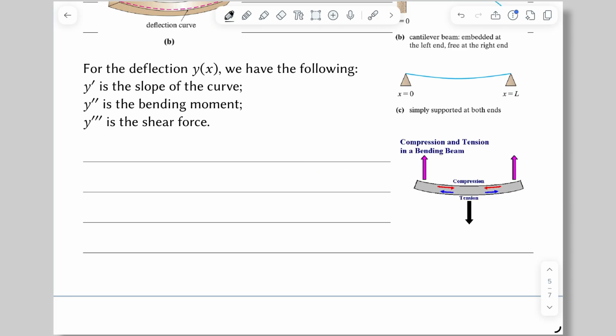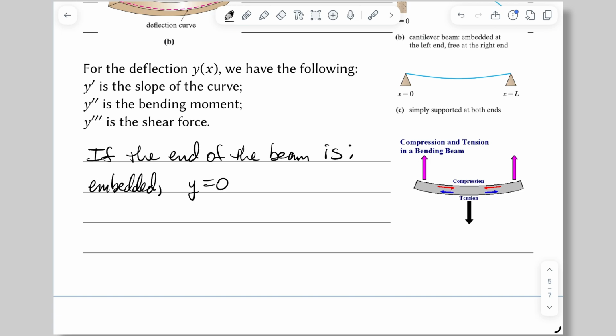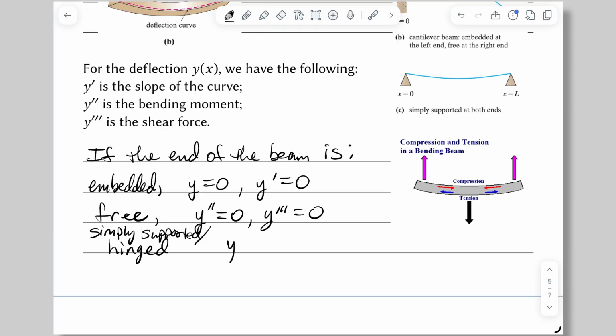The way these relate to boundary conditions is if an end of the beam is embedded, y is equal to 0 and y prime is equal to 0. If the end of the beam is free, then y double prime is equal to 0 and y triple prime is equal to 0. If the end of the beam is simply supported or hinged, then y at that end is 0 and y double prime at that end is 0.